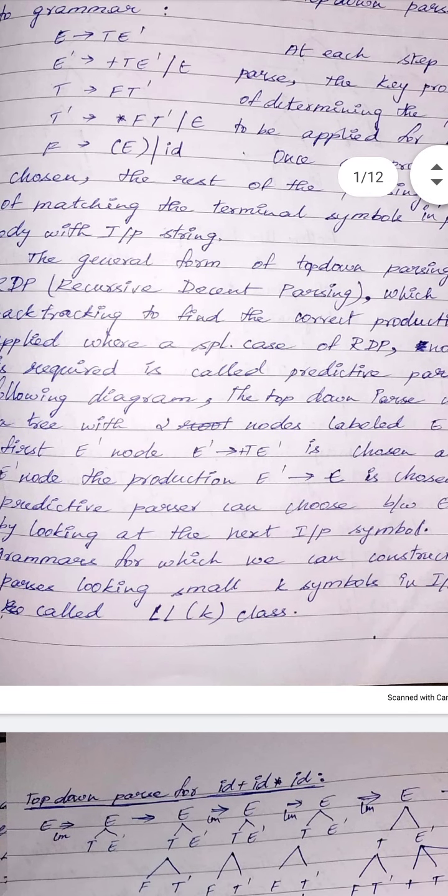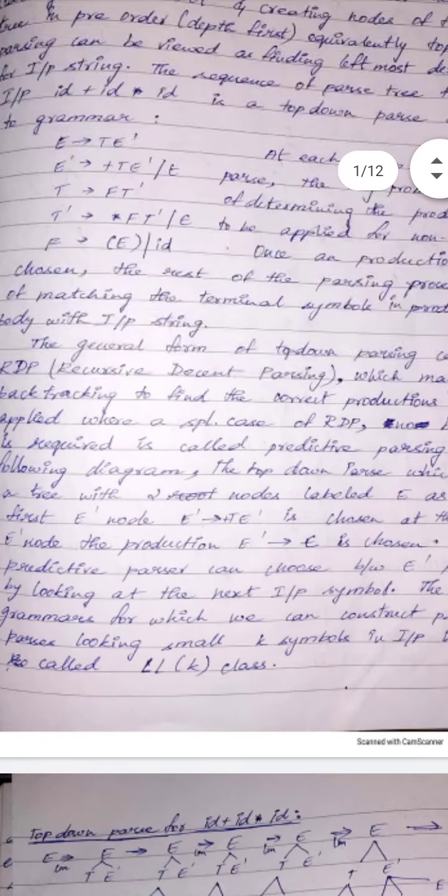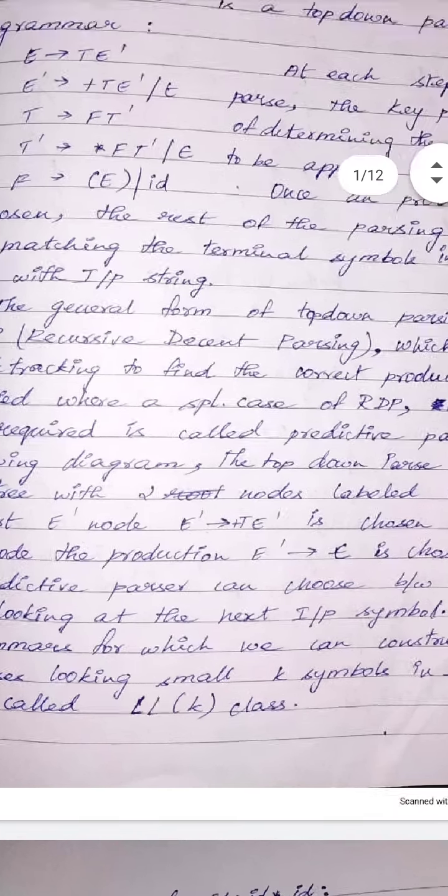So determining the production to be applied is the first problem, and matching the terminal symbol in the productions to construct the input string is the second problem. So these are the two problems that we have. The first problem, determining the production to be applied, and the second problem, matching the terminal at appropriate places while constructing the parse tree.